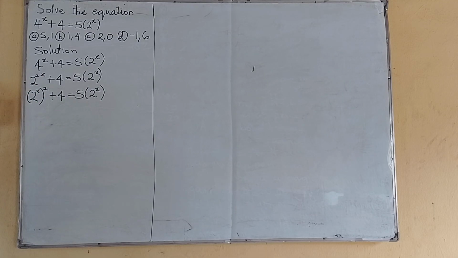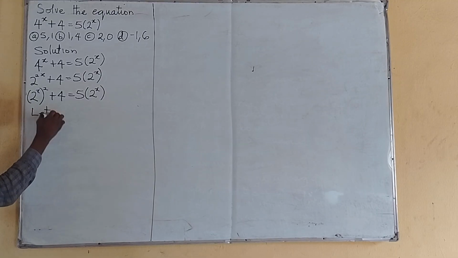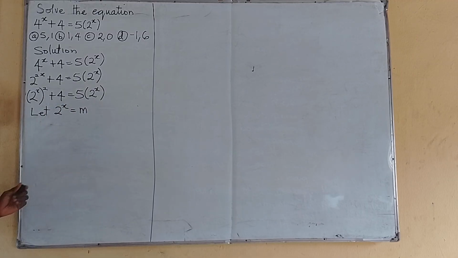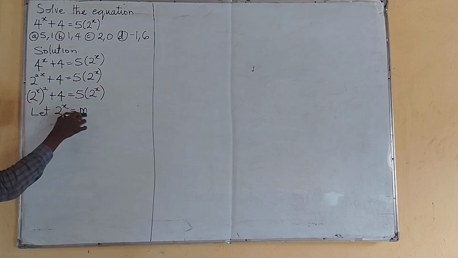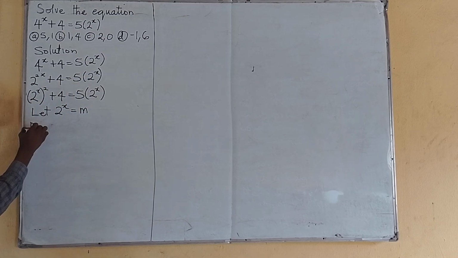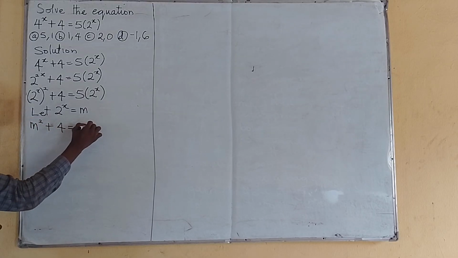So the next thing we go do now na say we will come say let 2 raised to the power x be equal to any letter of your choice, any letter we want use. So here I want use m. This thing we dey write am because say we no fit solve this equation directly. So we dey solve am by substituting this with m first. Then we can rewrite this thing again, saying m raised to the power 2 plus 4 equal to 5 times m.